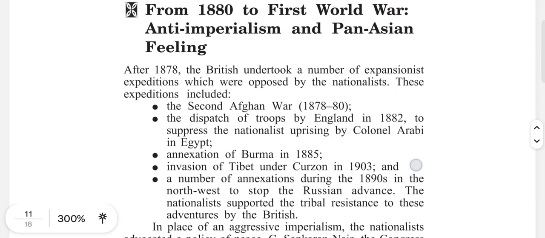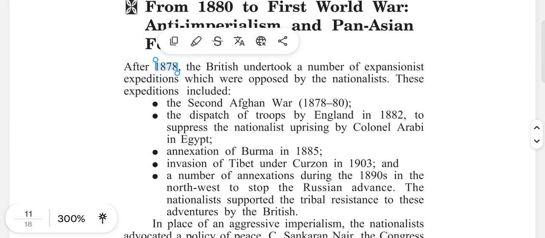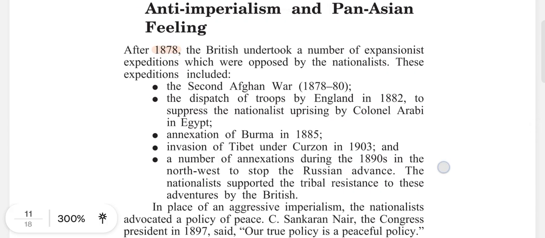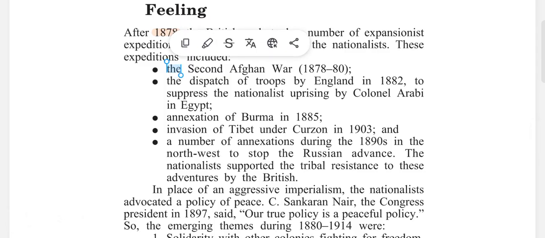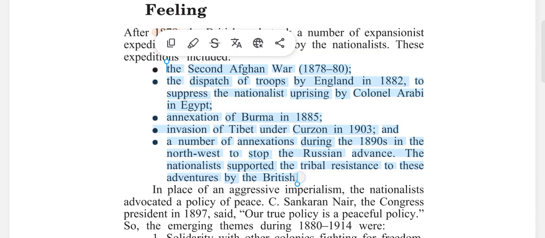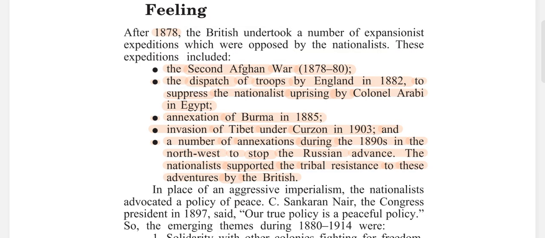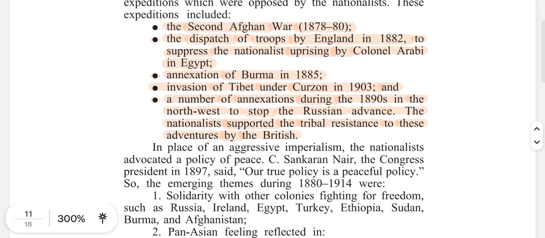After 1878, the British undertook a number of expansionist expeditions which were opposed by the nationalists. The expeditions included the Second Afghan War, 1878-80, and the dispatch of troops by England in 1882 to suppress the nationalist uprising by Colonel Arabi in Egypt.